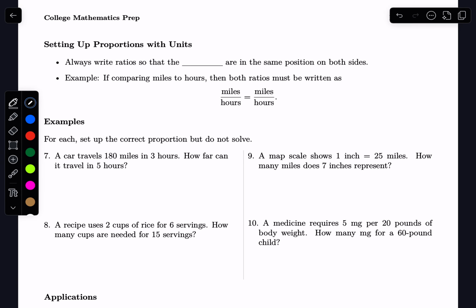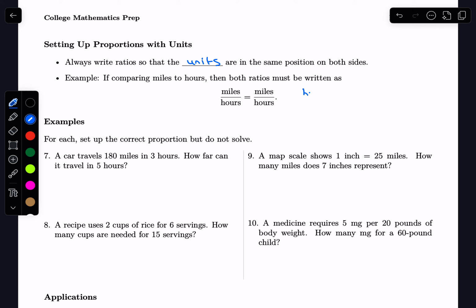And this was something that, again, I referenced in that visualizing fractions lesson, but we're going to dive a little bit deeper into it now. So when we set up proportions with units, the units are actually going to help guide us on where everything should be placed. So we want to always write ratios so that the units are in the same position on both sides. So for example, if we're comparing miles to hours, then both ratios should have miles over hours equals miles over hours. Miles on top in both spots, hours on bottom in both fractions.